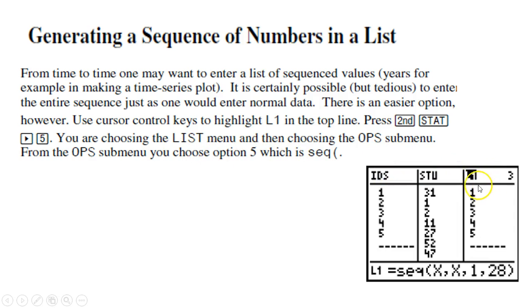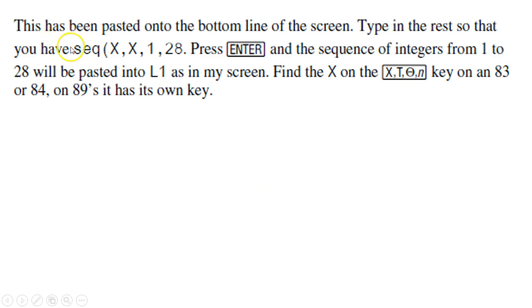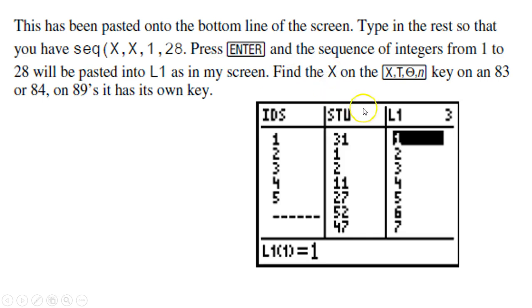The reason why I'm choosing 5 is that I end up having a sequence of 5. You see all that in there. This has been pasted on the bottom line of the screen. Type in the rest so that you can see sequence. From 1 to 28, press enter, and the sequence of integers from 1 to 28 will be pasted into list 1 as in my screen. Find the X,T,theta,n key on the TI-83 or 84, and it'll do it for you, but it'll plug in all of them on your list 1.